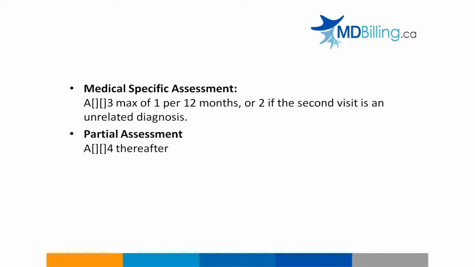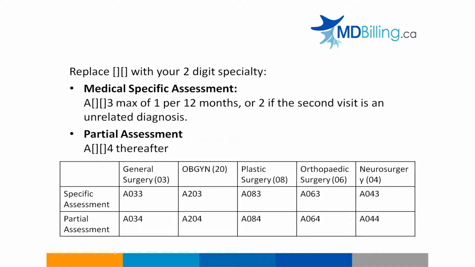Once the limit is reached, you can bill partial assessment for the following visits. For general surgery, the service code is A033 for specific assessment and A034 for partial assessment. For other surgical specialties, simply replace the 03 in the service code with your 2-digit specialty code.